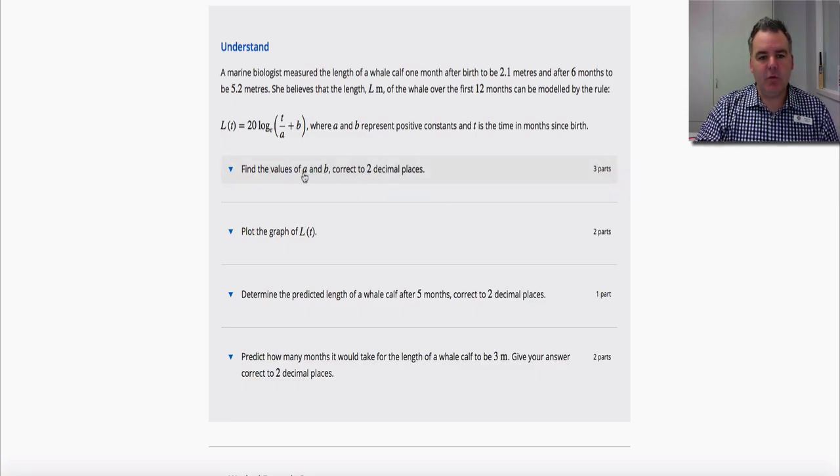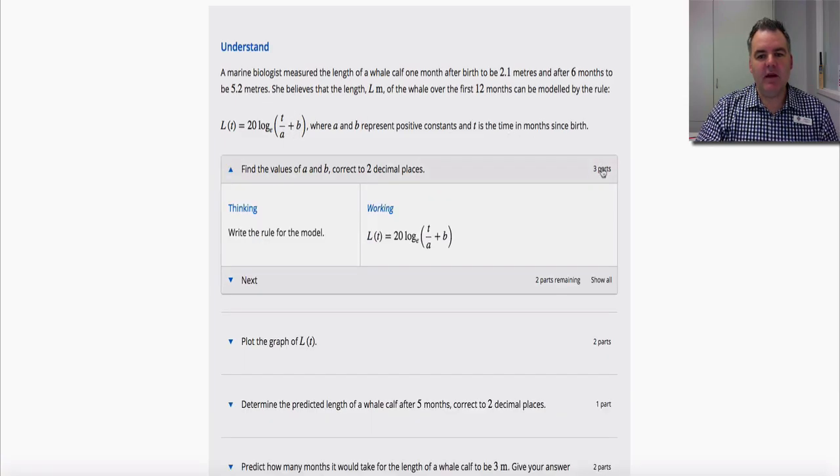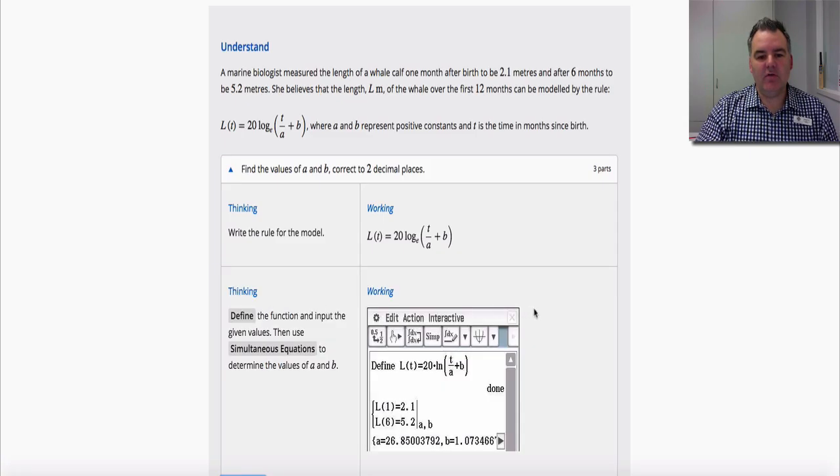So first of all, we want to find a and b. Now I'm thinking here that we're going to have simultaneous equations, because to start with, we're going to substitute in the length 2.1 here, and this is in months. 20 ln of 1 over a plus b is 2.1, and then 20 ln of 6 over a plus b is 5.2. Okay, and then we have some simultaneous equations that we can then solve.